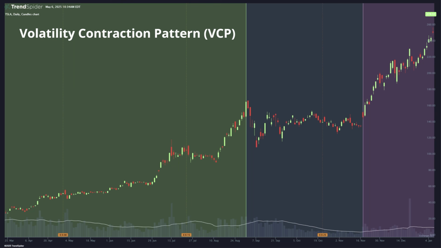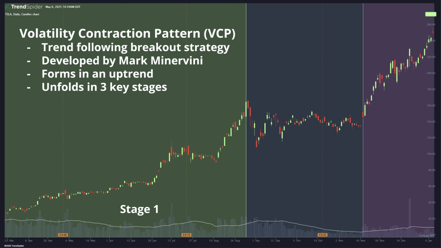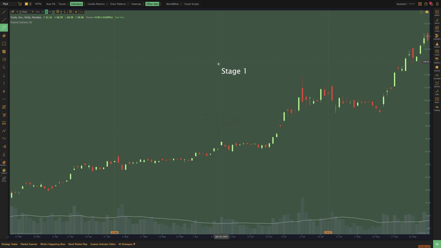The VCP is a trend-following breakout setup developed by Mark Minervini that forms in the middle of a longer-term uptrend. Tesla in 2020 is a textbook example, which you can see right here on my chart. To break it down, the VCP unfolds in 3 key stages. Stage 1 begins with a strong uptrend on the daily or weekly time frame. Just like Tesla here, it's moving up and to the right, showing clear momentum.